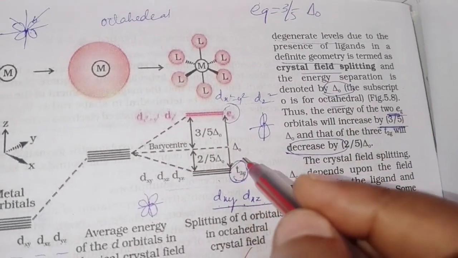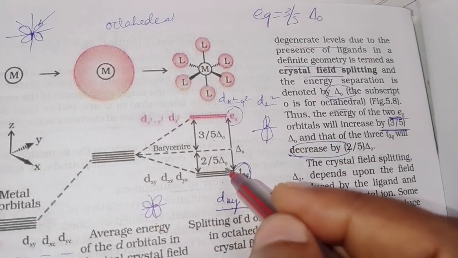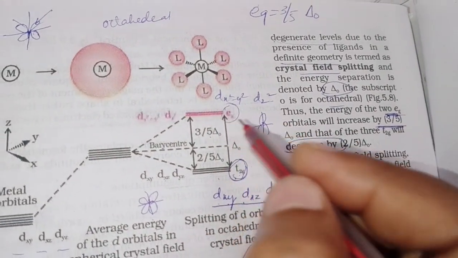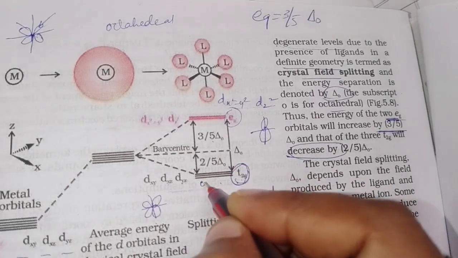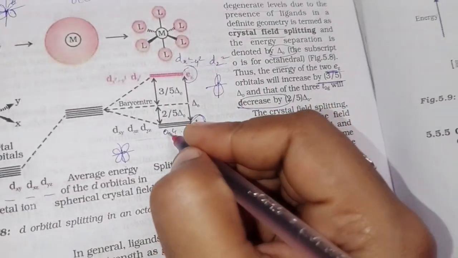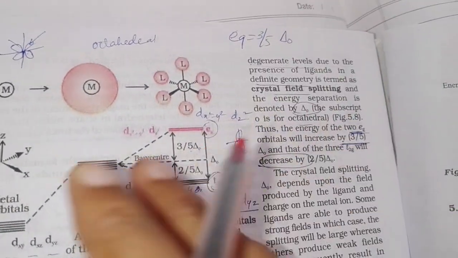Then what happens is, the T2g orbitals' energy is decreased by 2/5 delta naught, and the Eg is increased by 3/5 delta naught. Or else you can remember 2/5 is 0.4 and 3/5 is 0.6. So 0.4 delta naught is the decrease. This is about octahedral.